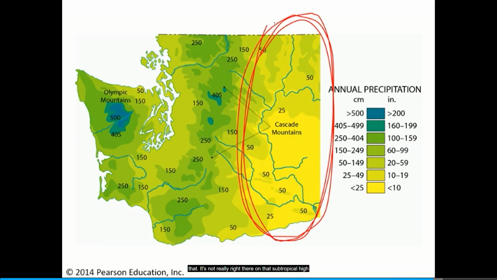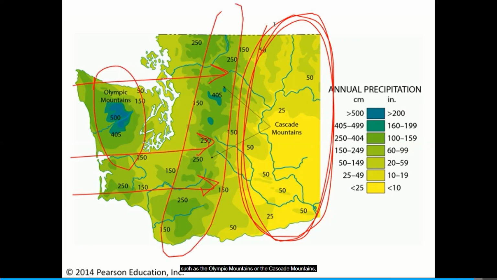It's not really right there on that subtropical high, and so you wouldn't expect this to be a desert caused by convection in Earth's atmosphere. However, we have very good evidence that suggests that this is in fact a rain shadow desert. As with California, the source of the water is coming off the Pacific Ocean in the air, and you can see when it encounters ranges of mountains, such as the Olympic Mountains or the Cascade Mountains, you see there's lots and lots of precipitation there. And as a result, eastern Washington is a desert because of the rain shadow effect.